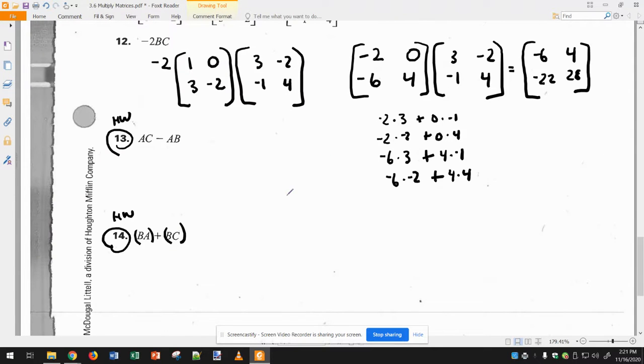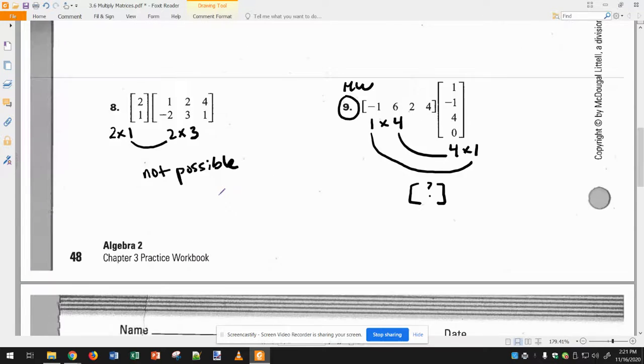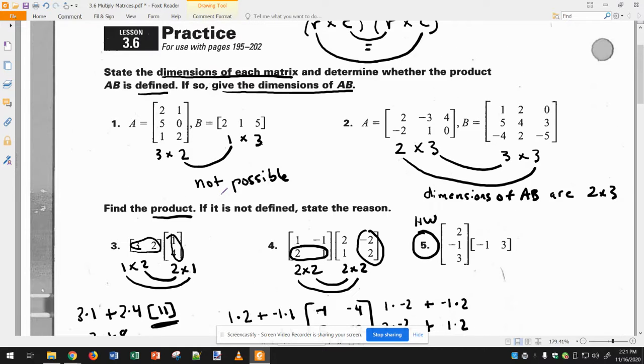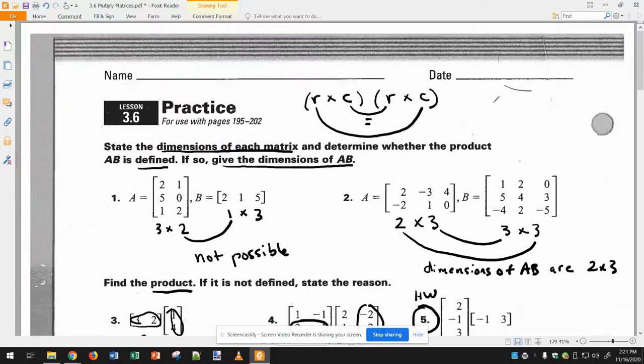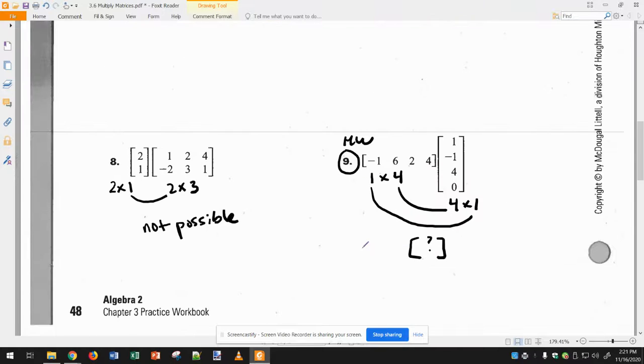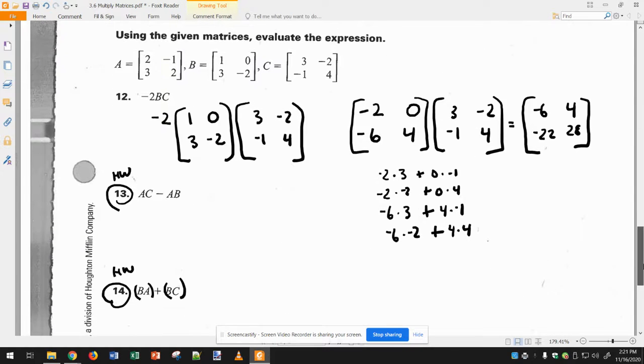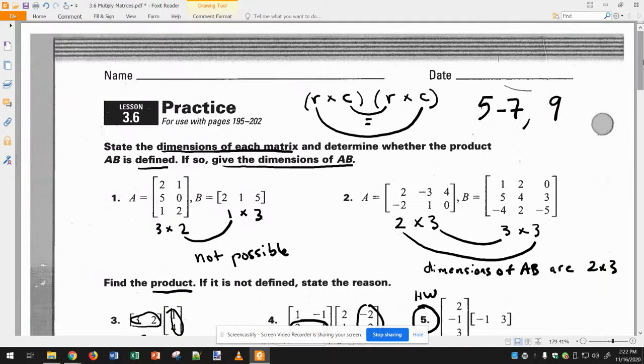So your homework: 13, 14, number 9, 7, 6, and 5. So I can write this at the top, 5 through 7. Homework is 5 through 7, 5, 6, 7. Number 9, just to recap, and 13 and 14. And I want you to upload photos of your work onto Google Classroom.